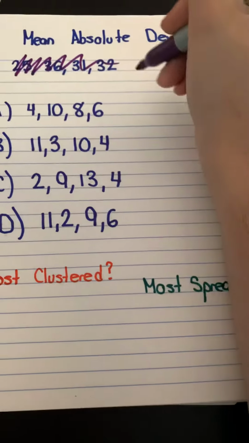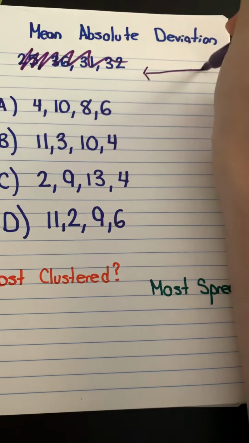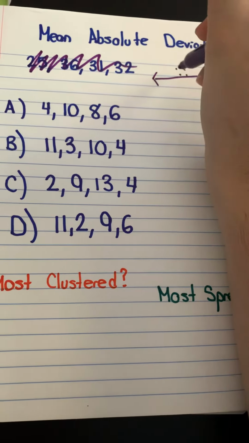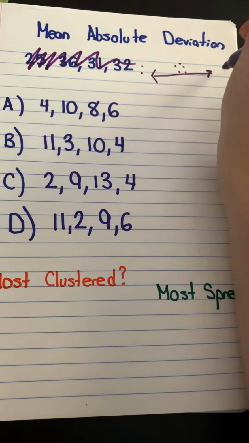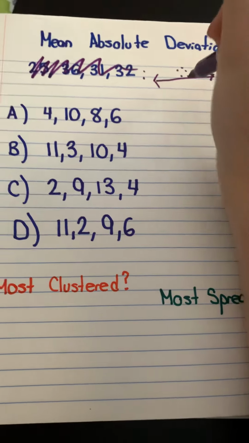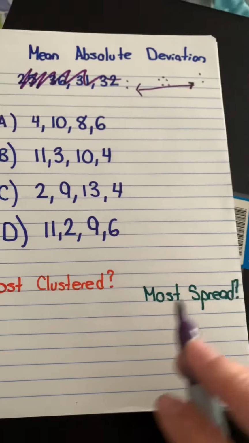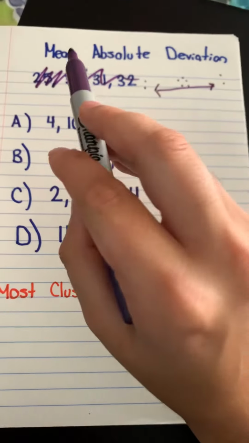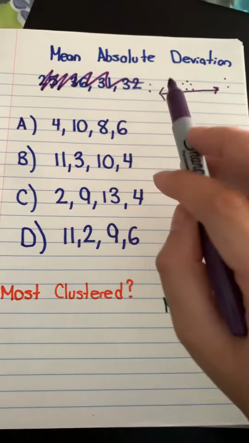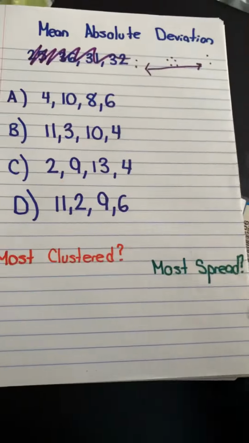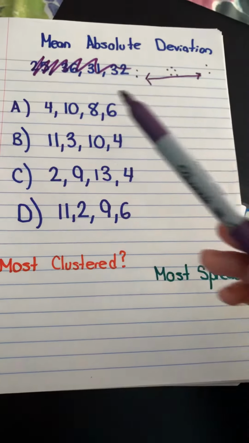So when we were working on dot plots when we were in school, we had data that was really close together like that, but then we also had data that was really spread out. So I want to know which set of numbers is the most clustered and which one's the most spread out. Because mean absolute deviation is a measure of spread, I can look and see which one's spread out the most now. And you can really do it this simply.